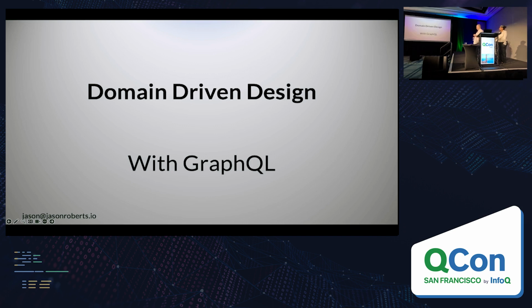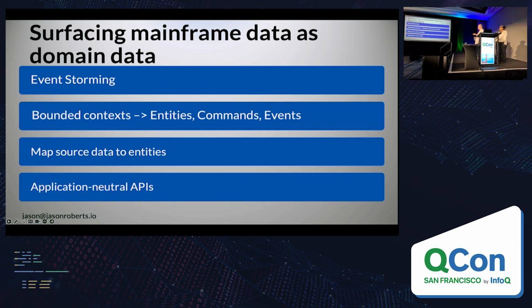So let's talk about surfacing the data. This is just a broad stroke of the process here. For those of you who are not familiar, one of the ways to design domain-driven design systems is to start with an activity called event storming. It's a workshopping activity that's used to identify some of the key constructs and artifacts that domain-driven design uses. And those are things like on the second line.